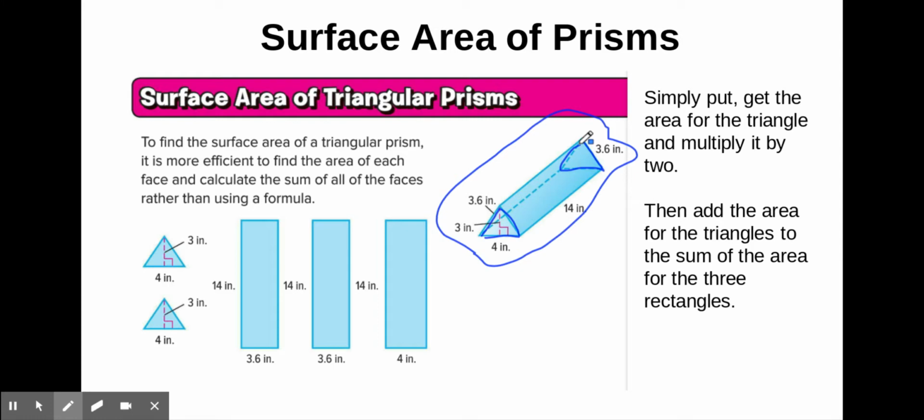So we get two triangles. Both of them have a base of 4 and a height of 3. And so to find the area of that one, 4 times 3, cut it in half. So we get 6 there, and we get 6 here. Now, we got to talk about our faces here. Two of our faces, right here, you have 3.6 times 14, which is going to be 50.4.